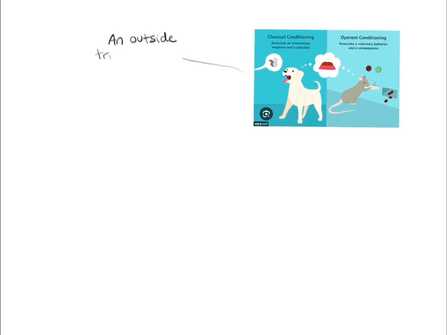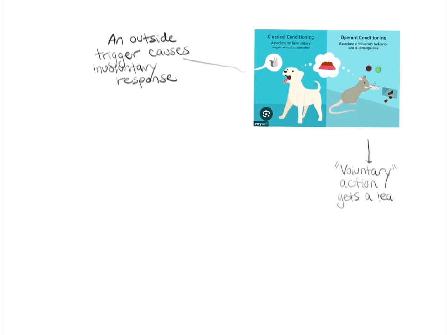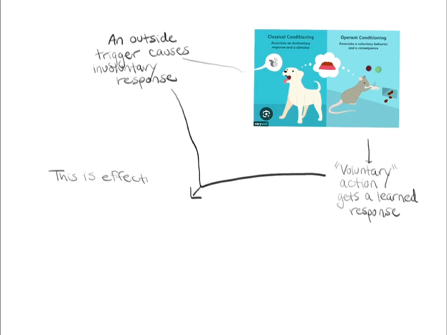With classical conditioning, an outside trigger causes an involuntary response. This means something on the outside of someone causes a response the person doesn't control. And with operant conditioning, a voluntary action, and I say voluntary loosely, gets a learned response. So something you do, you know it's going to have a certain effect or an outcome.